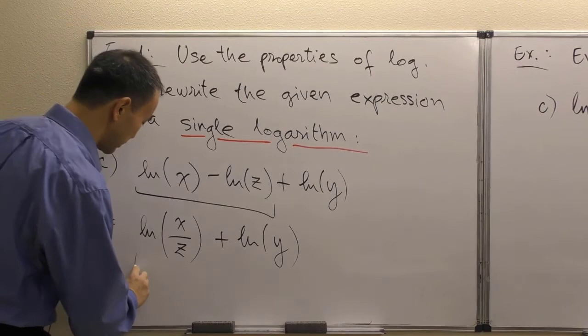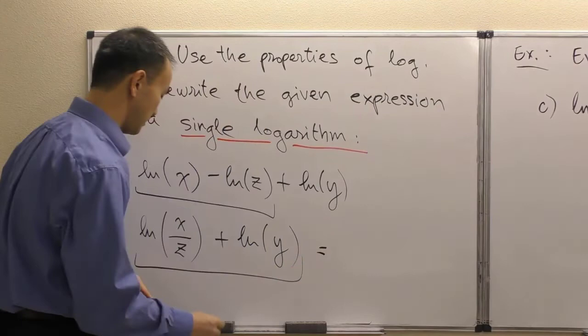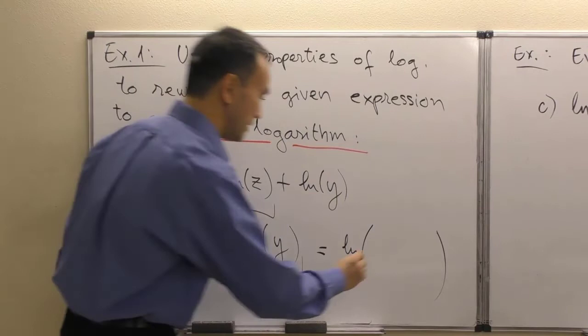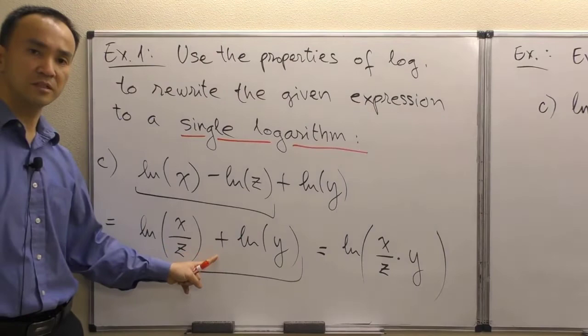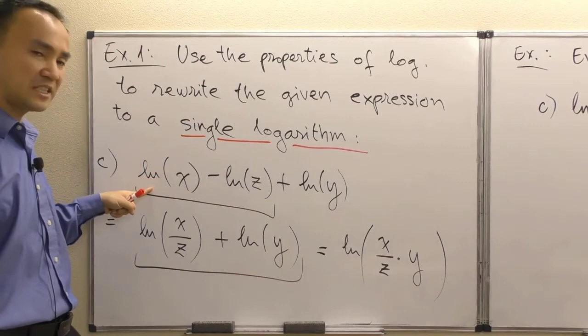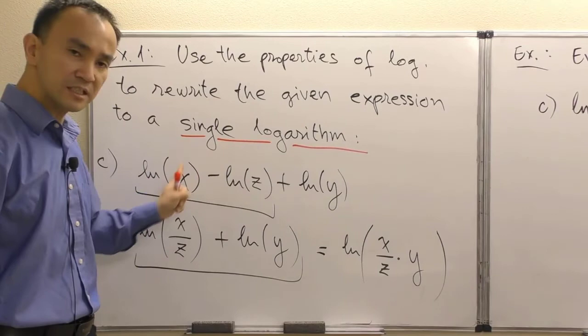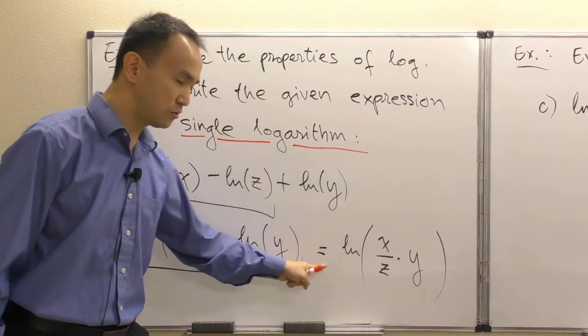Grouping these two gives us one logarithm, the product of x over z times y. This is sum to product. I applied rule number four just now. From the first step down to this step, from the first two terms down to that, it was difference to quotient. And then these two terms are a sum to a product.